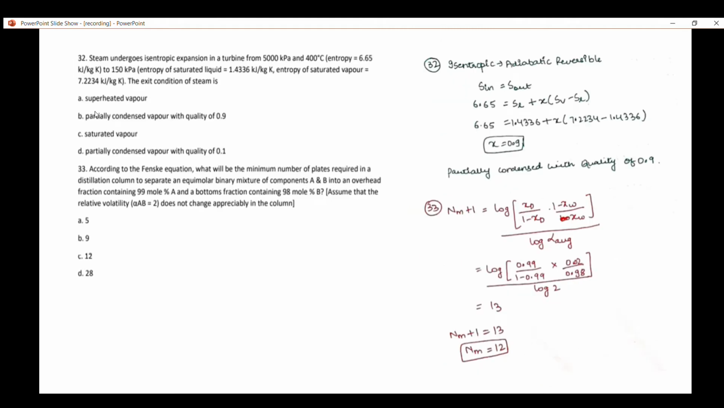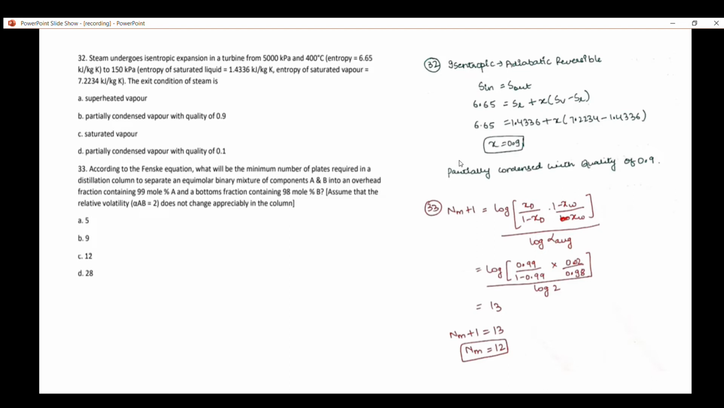Next, steam undergoes isentropic expansion in a turbine from 5000 kilopascal and 400 degrees Celsius to 150 kilopascal. We need to find out the exit condition of steam. Since it's an isentropic process, we know that entropy in would be equal to entropy out. So we know the value of entropy in. Entropy out would be entropy of liquid plus quality of steam, which is X, multiplied by entropy of vapor minus entropy of liquid. So we know the values, substitute them, and you will get X equals 0.9.